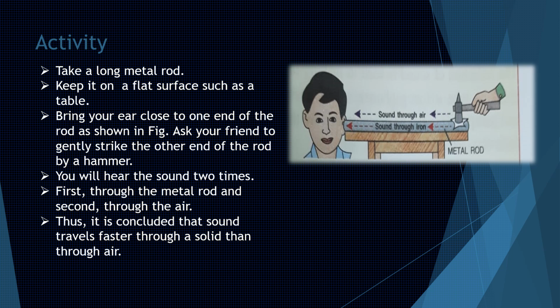We have already seen that sound travels fastest in solids. So here we have an activity to prove the same. You have to take a long metal rod and keep it on a flat surface such as a table. Bring your ear close to one end of the rod as shown in the figure and ask your friend to gently strike the other end of the rod with a hammer. You will hear the sound two times. First through the metal rod and second through the air. So we can conclude now that sound travels faster through a solid than through air.